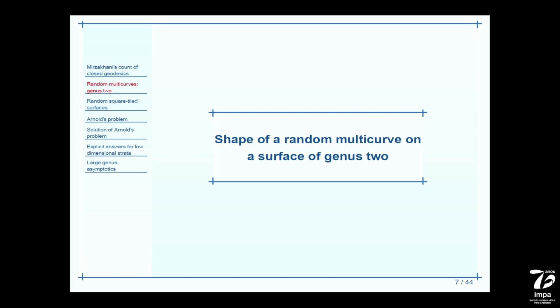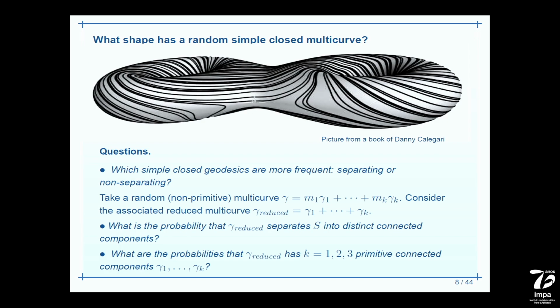And I would like to discuss a bit in more detail the shapes of random multi-curves and random square-tiled surfaces on surfaces of genus 2. So when we have a multi-curve like this, we have seen that they have certain frequencies. One can compare these frequencies and ask which behavior is more frequent and which behavior is less frequent. For example, which simple closed geodesics are more frequent, separating or non-separating?